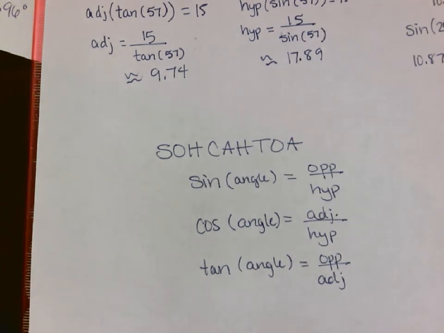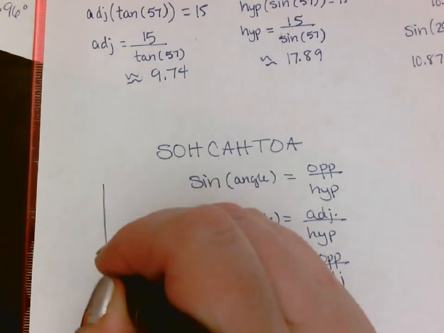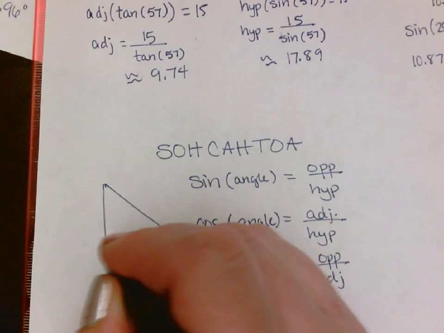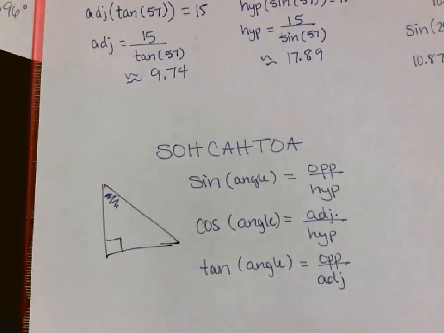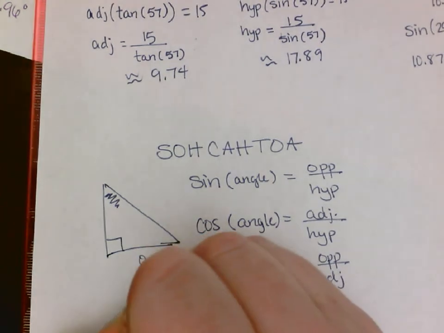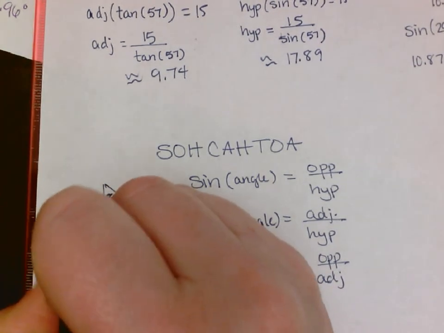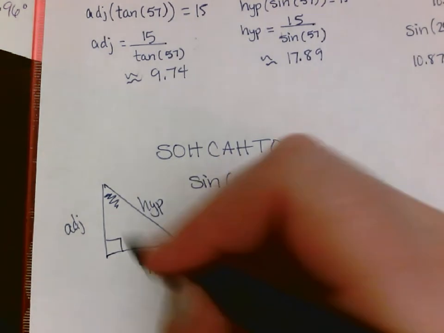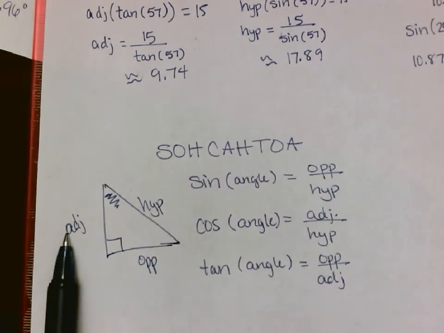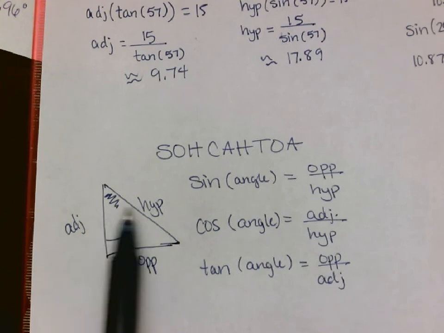It's all based on the angle of choice, so whatever angle you choose in a right triangle, that's what you label off of. So based off this angle, this would be opposite, adjacent, and the hypotenuse. Opposite is always across, adjacent is next to, that's the side that creates the angle with the hypotenuse.